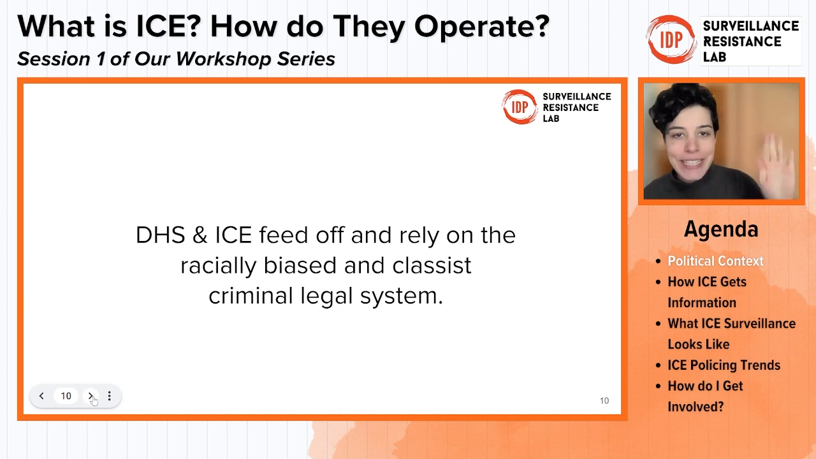We put this sentence on a slide because it is worth really paying attention to this point. DHS and ICE feed off and rely on the racially biased and classist criminal legal system and the logics of punishment and incarceration that underlie the criminal legal system. So much like the prison industrial complex thrives on fear, fueled by racism and economic inequity, DHS really centers certain groups of non-citizens as a perpetual threat, and that is very much built in the same biases and discriminatory systems.